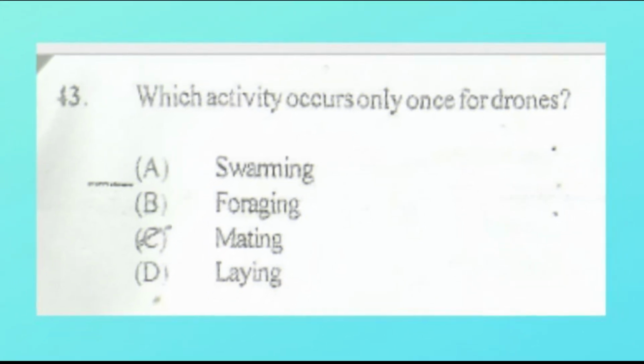Question number 43. Which activity occurs only once for drones? A. Swarming, B. Foraging, C. Mating, D. Laying. The answer is C. Mating. Drones are male bees.